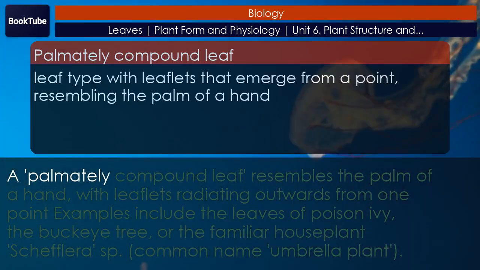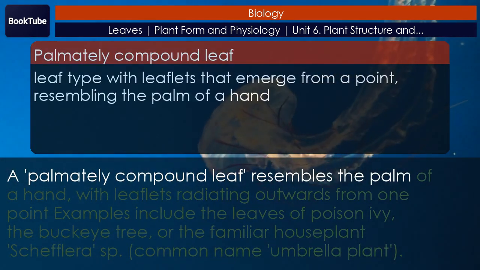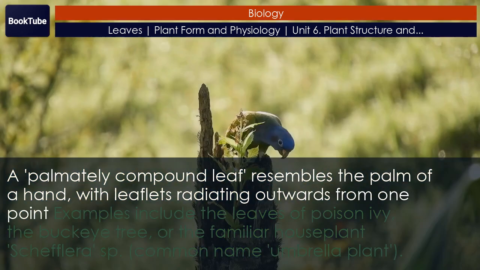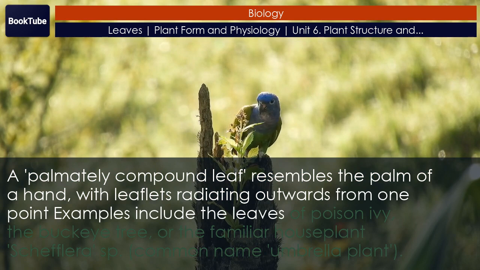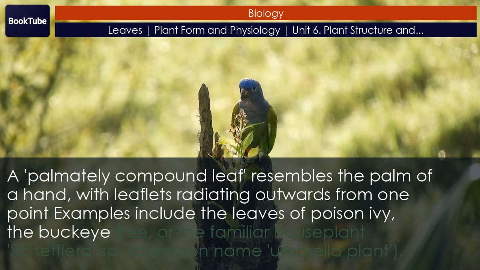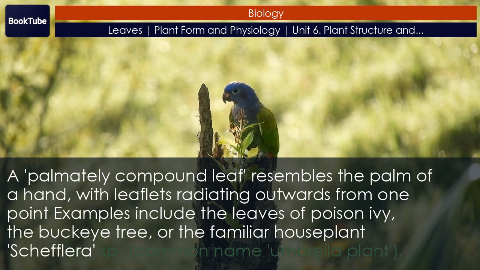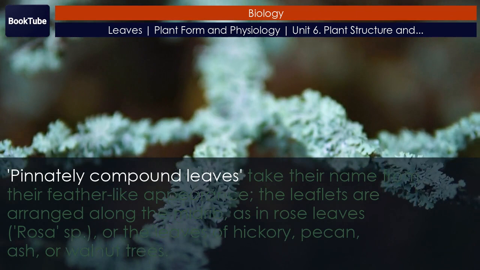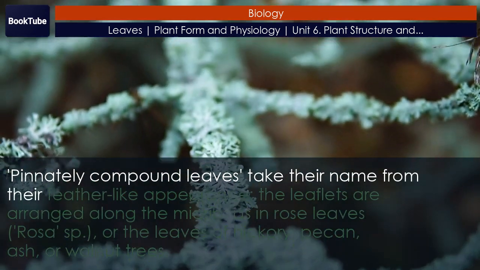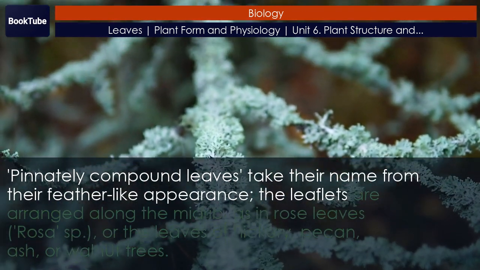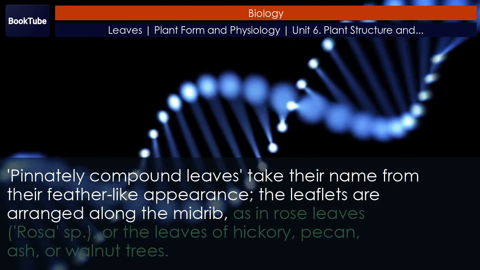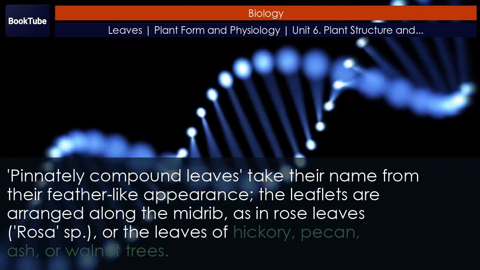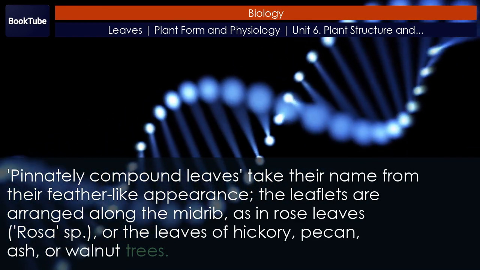A palmately compound leaf resembles the palm of a hand, with leaflets radiating outwards from one point. Examples include the leaves of poison ivy, the buckeye tree, or the familiar houseplant, Schefflera sp., common name umbrella plant. Pinnately compound leaves take their name from their feather-like appearance. The leaflets are arranged along the midrib, as in rose leaves, Rosa sp., or the leaves of hickory, pecan, ash, or walnut trees.